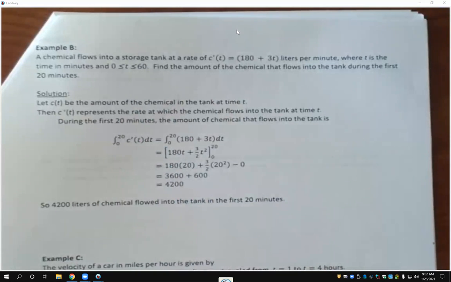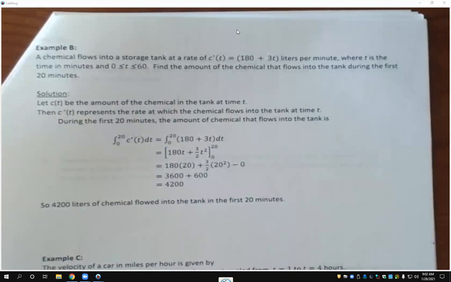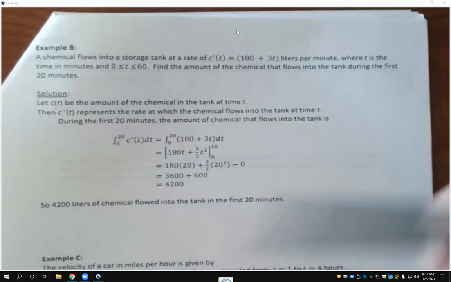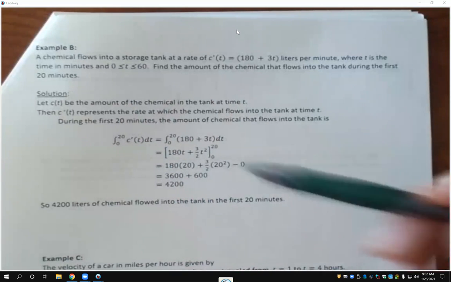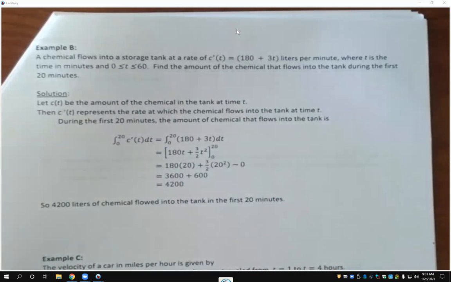You don't even have to picture a chemical going into a storage tank. You could just picture water going into your bathtub or filling up your sink, right? You're going to see these types of problems over and over again. Don't worry about really the scenario, right? It's just something getting filled up. Eventually, we're going to get to the point where something is going in at the same time something is going out, and the rates would be different. And then how much is in at a certain time.